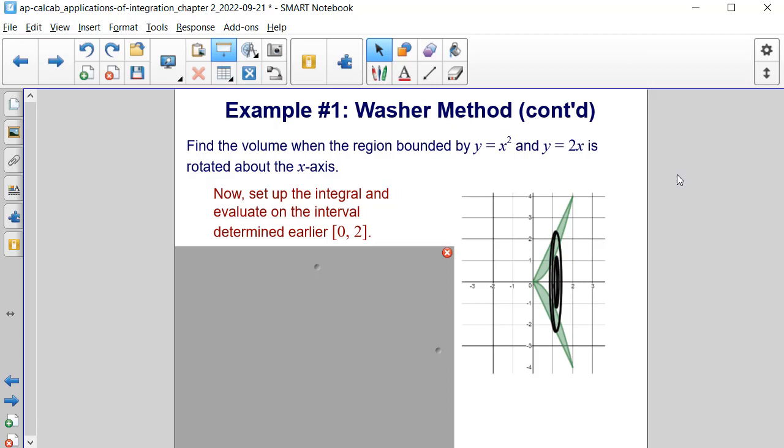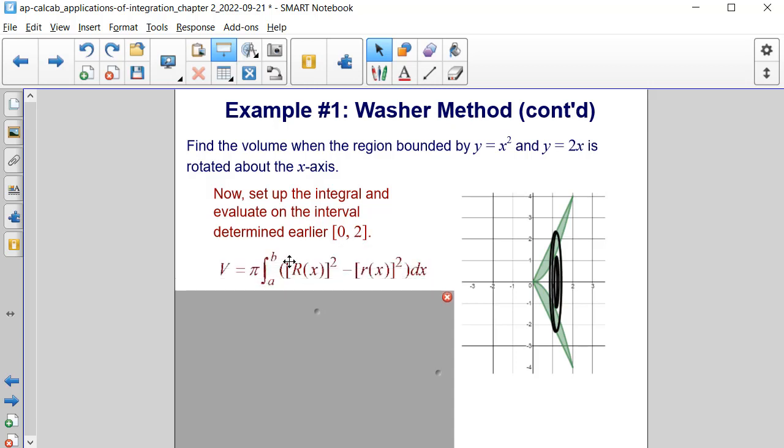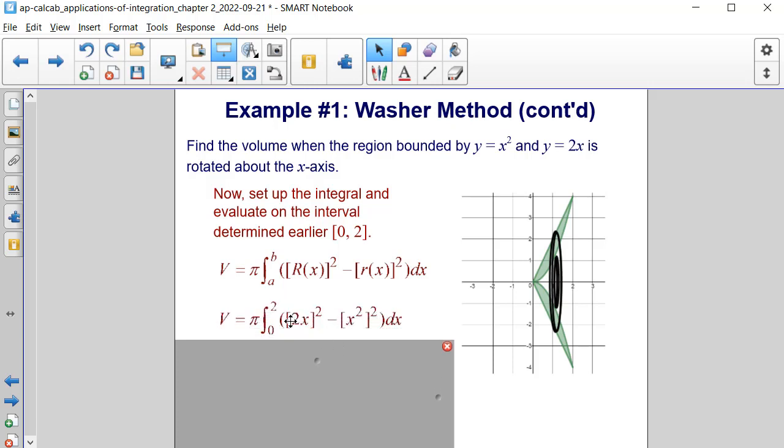Now set up the integral and evaluate on the interval determined earlier, meaning the closed interval from 0 to 2. So for our volume, we're going to have pi times the integral from a to b of capital R of x squared minus little r of x squared, and we're going to integrate that entire function with respect to x. So if we substitute in our outer radius and inner radius, we have that for the volume, we have pi times the integral from 0 to 2 of (2x) squared minus (x squared) squared.